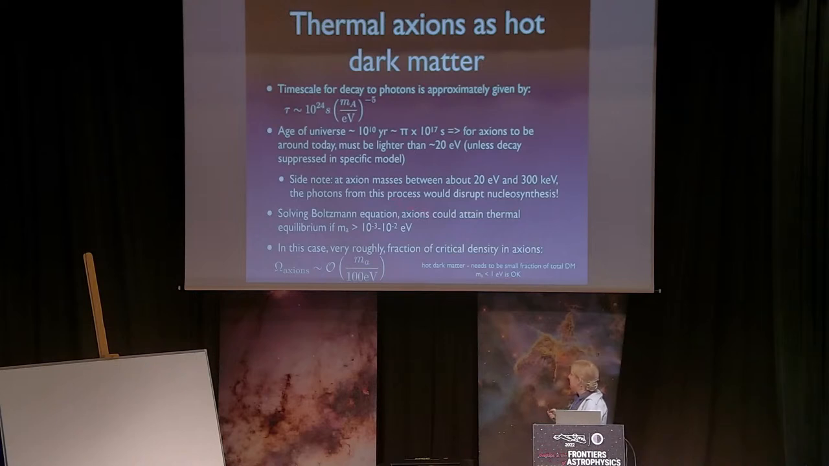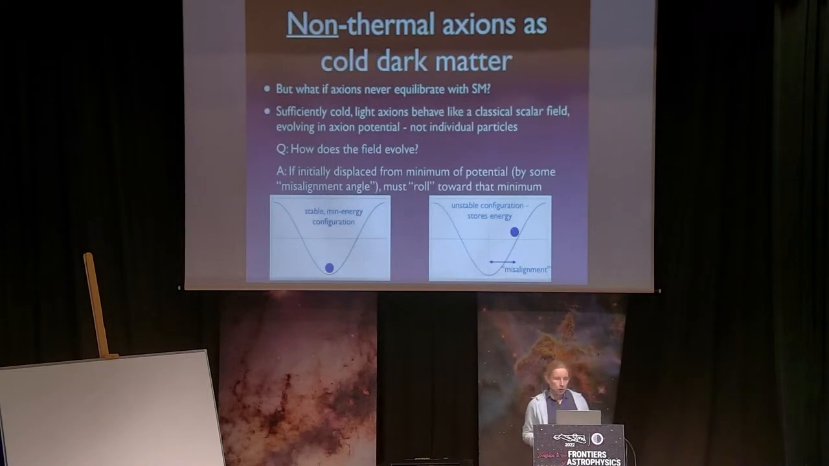These arguments tell us that so long as the axion is lighter than about 1 eV, it probably will not produce a large enough fraction of the dark matter to be ruled out on hot dark matter bounds, and it will still be around in the present day. So that's fine. But we don't want thermal axions to be the dark matter because that would be hot dark matter.